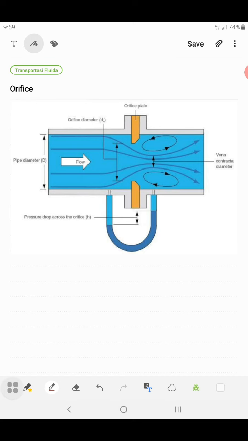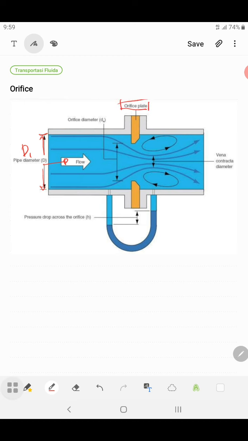And you can see in the schematic diagram of the orifice here, the flow of the fluid is from the left to the right. The inside pipe diameter is shown with D initial, sometimes using D1. And in the middle there is equipment called an orifice plate.